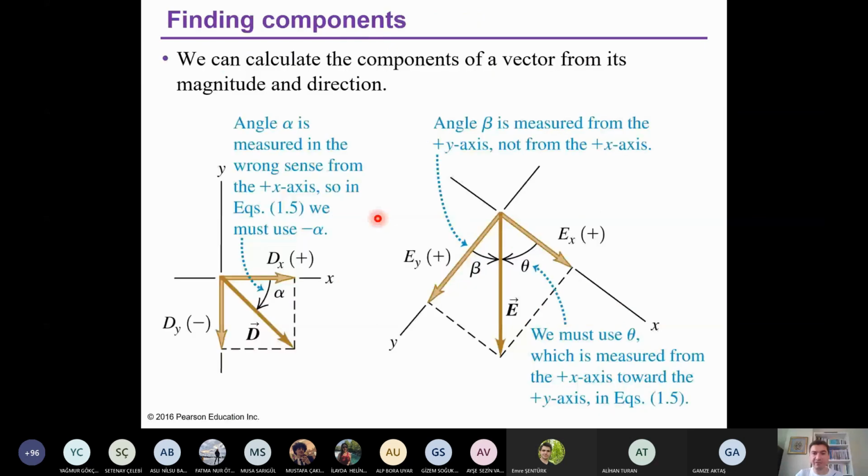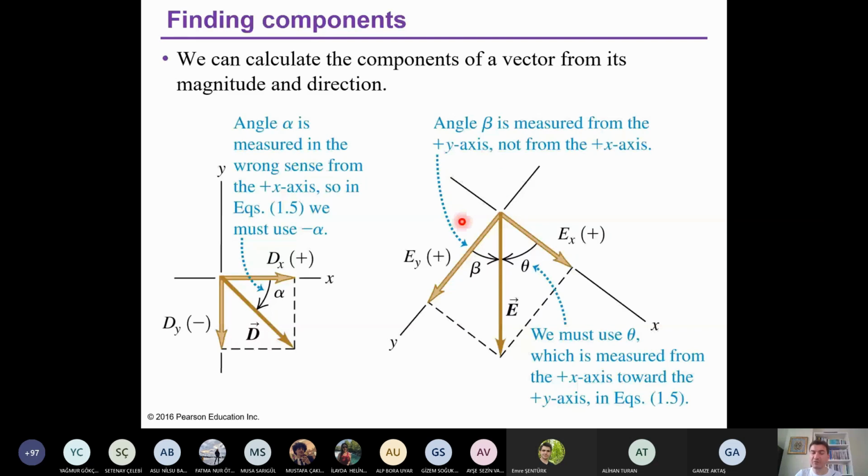Again, here we have the x-axis and y-axis. Let me also remind you that you can draw the coordinate system as you wish. You can draw the coordinate system like this, or you can also draw it like this. It depends on you. Here we have an E vector. It has a certain direction and magnitude, and this is the Ex component along the positive x, and this is the Ey component along the positive y. Here you see the angle theta from the x-axis to the E vector, and another angle from the y-axis to the E vector, which is beta. So angle beta is measured from the positive y-axis, not from the positive x-axis.